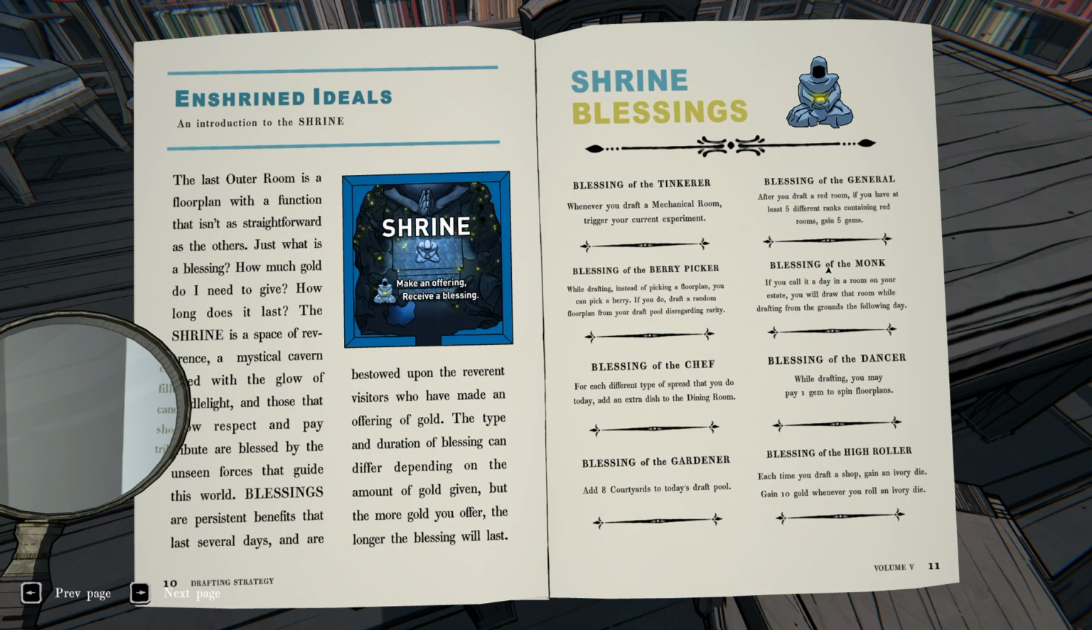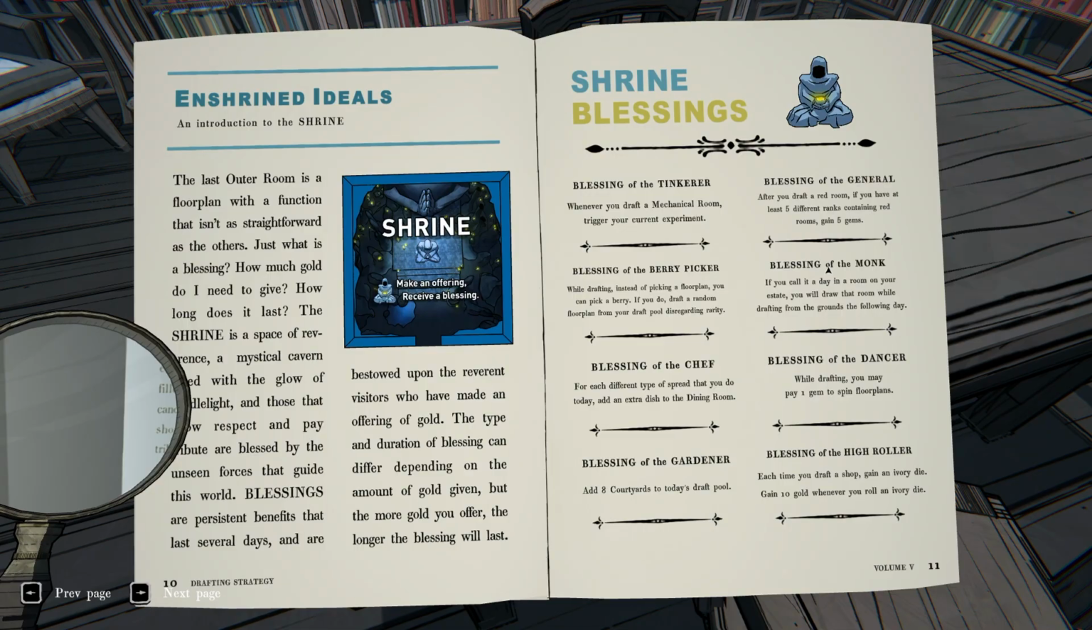Blessing of the Tinkerer. Whenever you draft a mechanical room, trigger your current experiment. Blessing of the General. After you draft a red room, if you have at least 5 different ranks containing rooms, gain 5 gems. Blessing of the Berry Picker. While drafting, instead of picking a floor plan, you can pick a berry. If you do, draft a random floor plan from your draft pool, disregarding rarity.